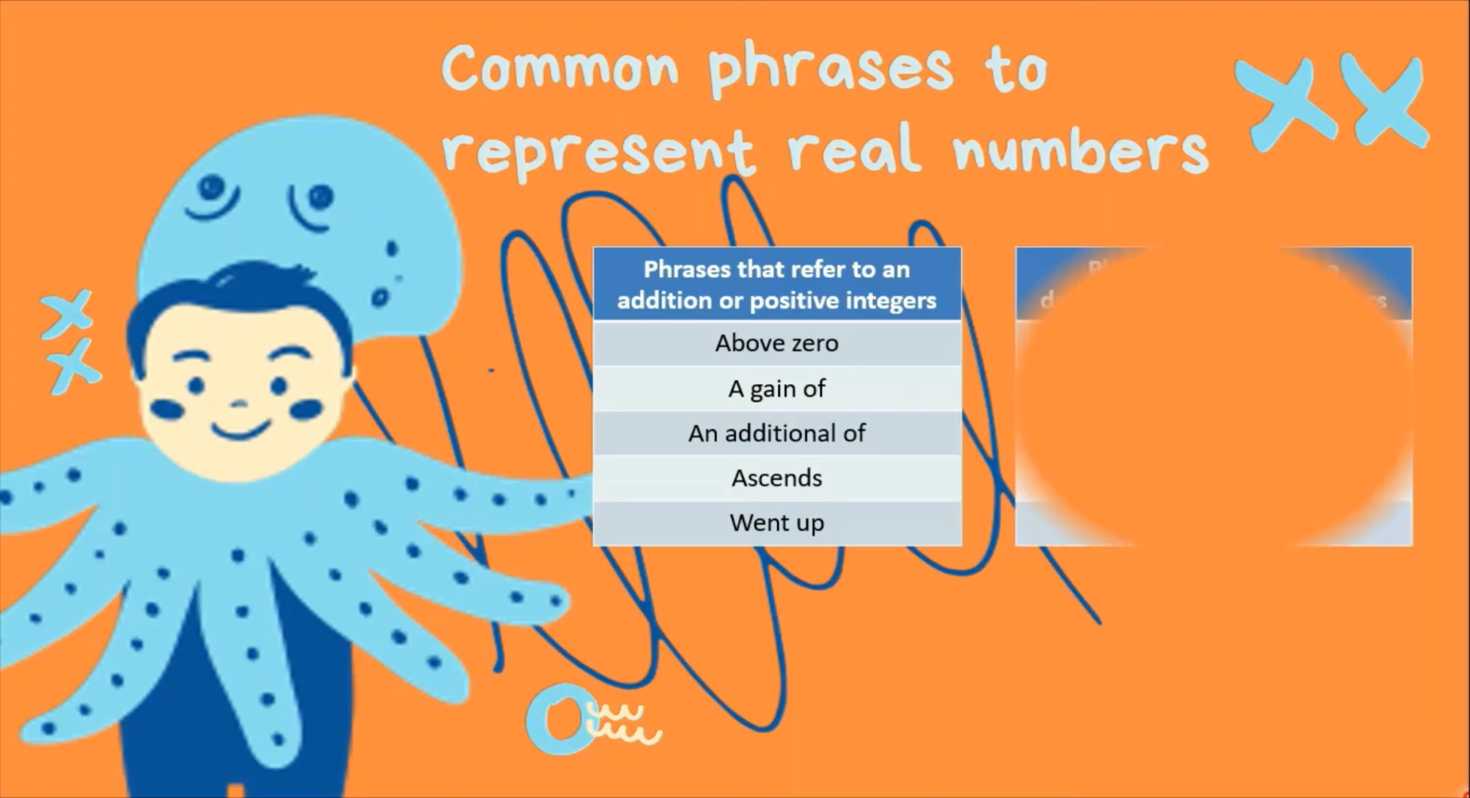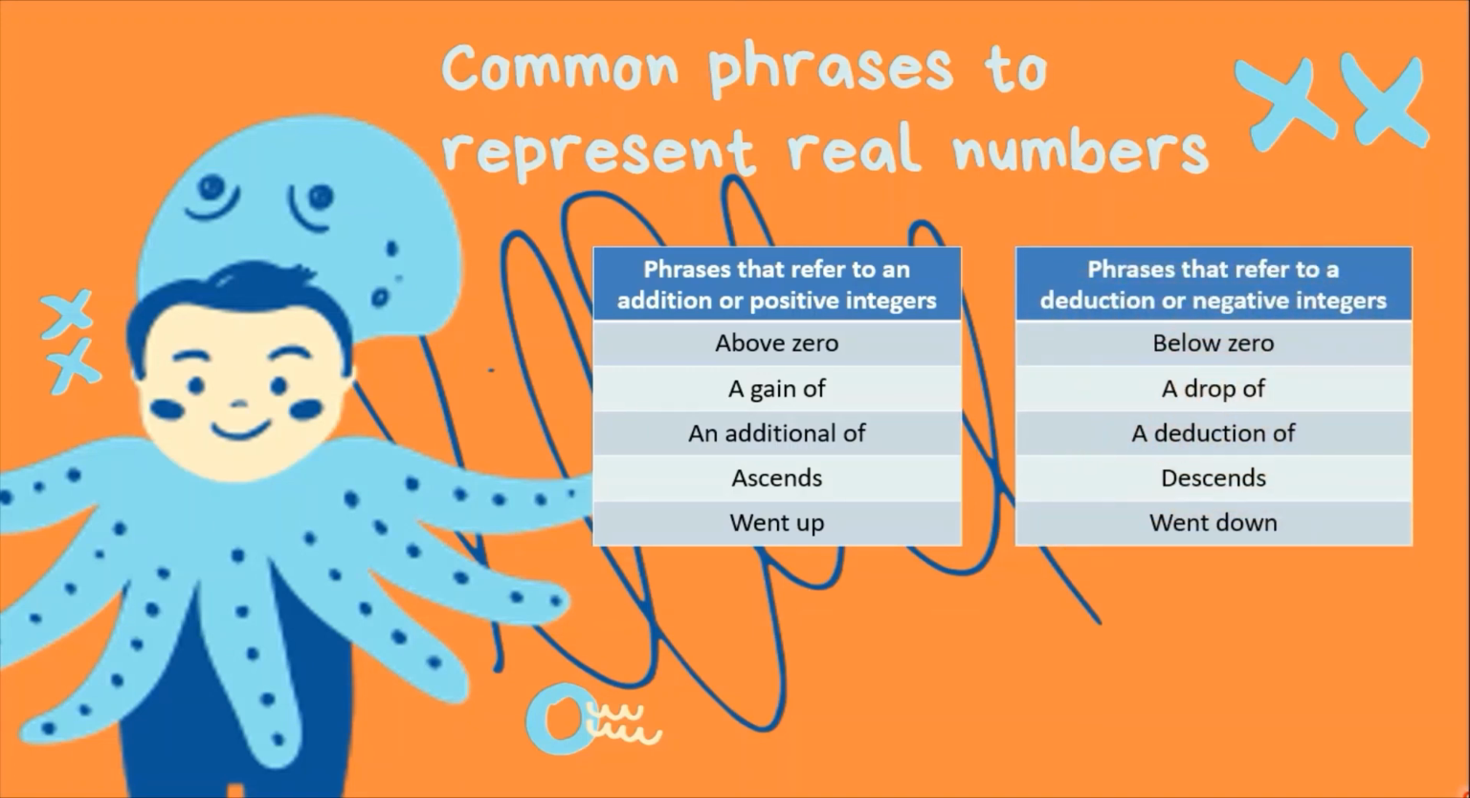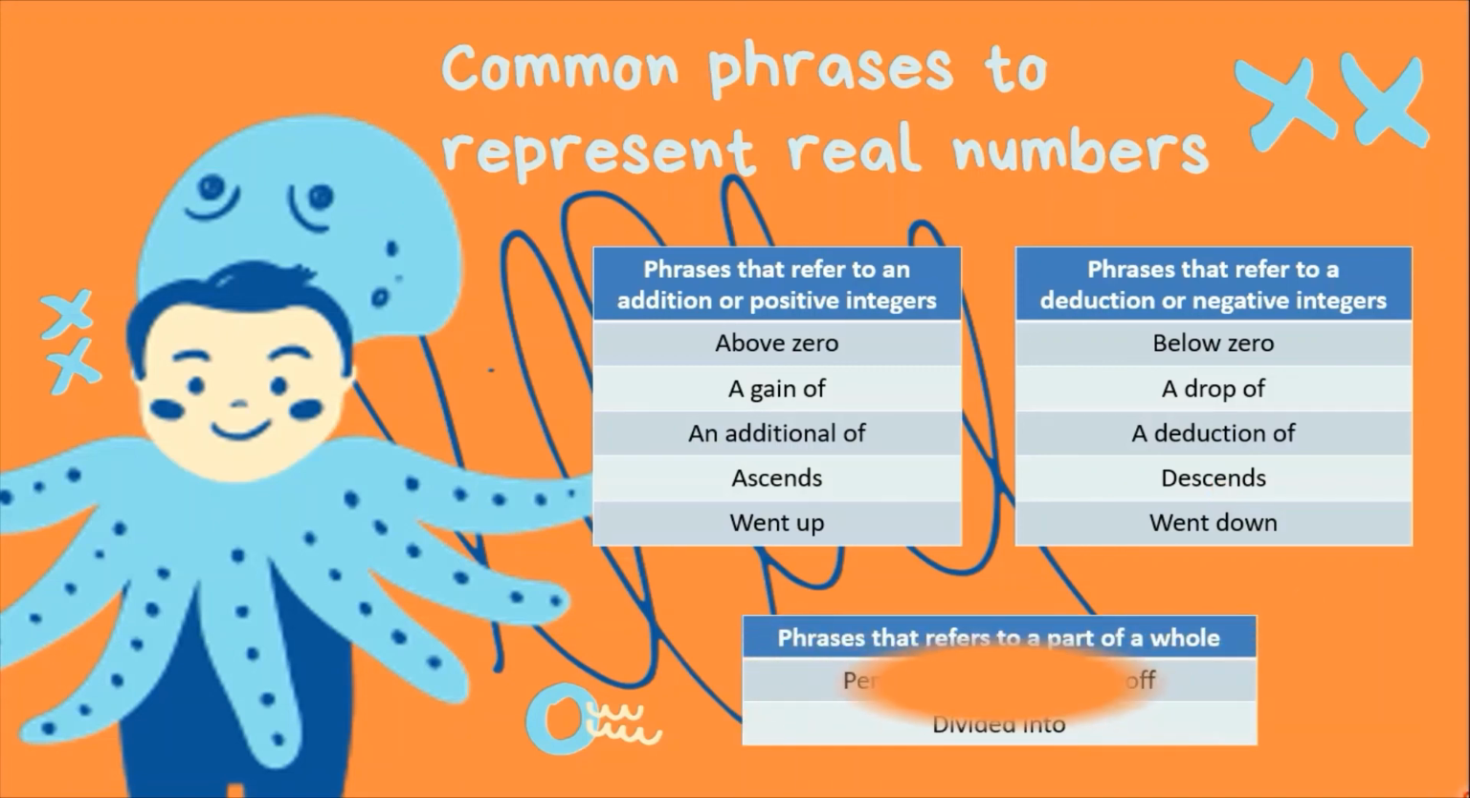On the other hand, nakabaliktaran nito ay phrases that refers to deduction or negative integers below 0. Because any number below 0, smaller than 0 are all negative numbers. A drop off, a deduction of, nabawasan. Descends, went down, bumaba. Lahat yan ay deduction or negative integers din. And these are phrases that refers to a part of a whole. Percent off, pesos off, or divided into.